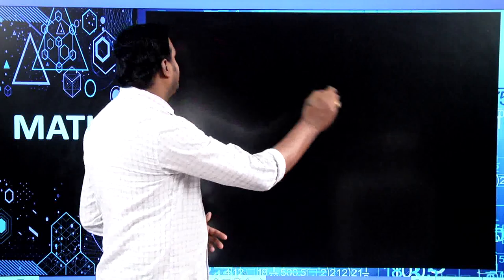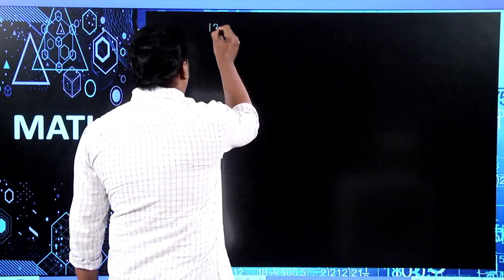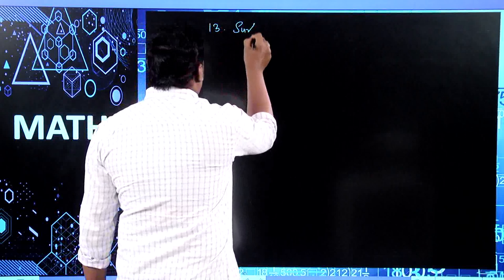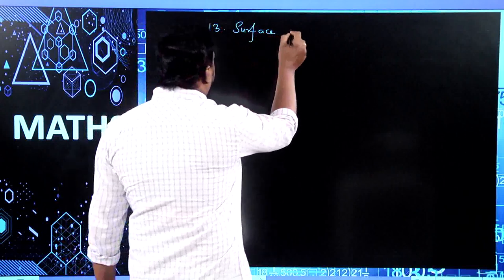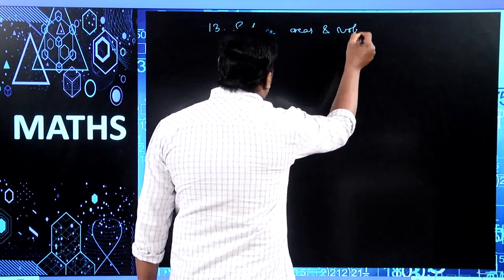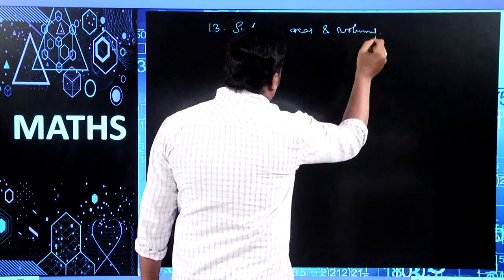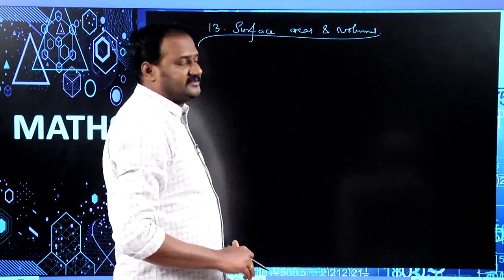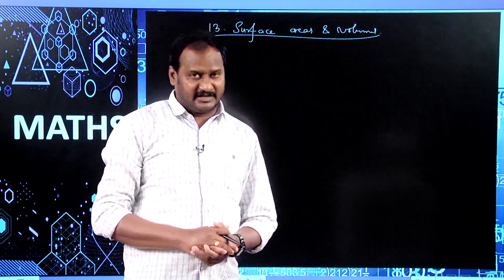In this module, we are going to discuss the 13th chapter in our CBSE curriculum of grade 9, that is Surface Areas and Volumes. So, in this topic, what are we going to learn about?